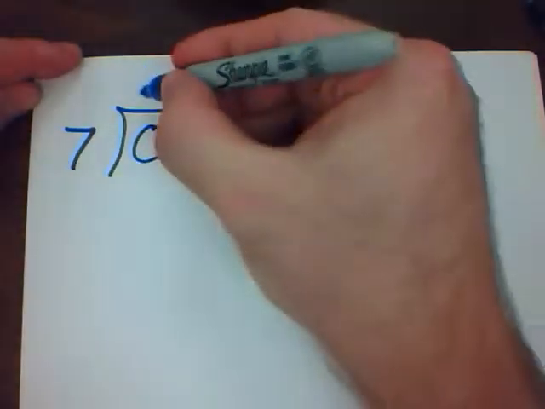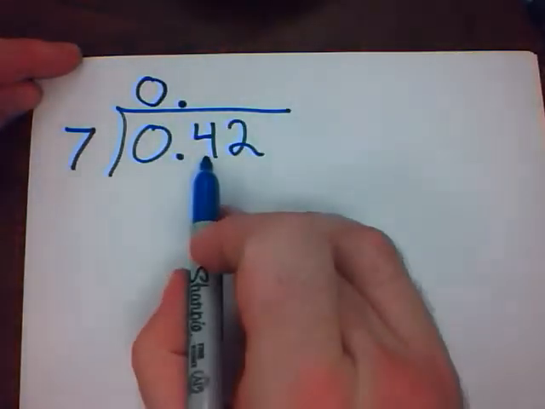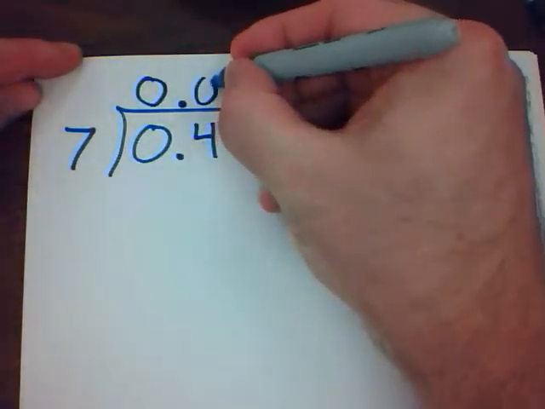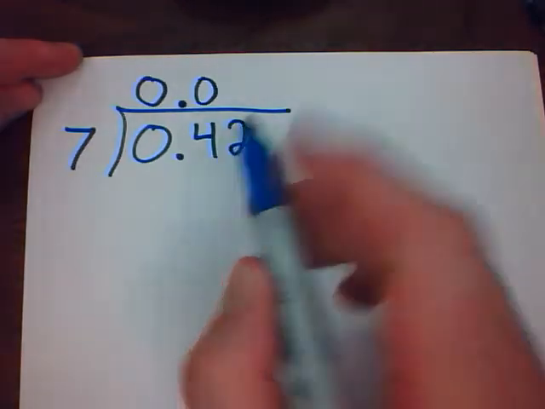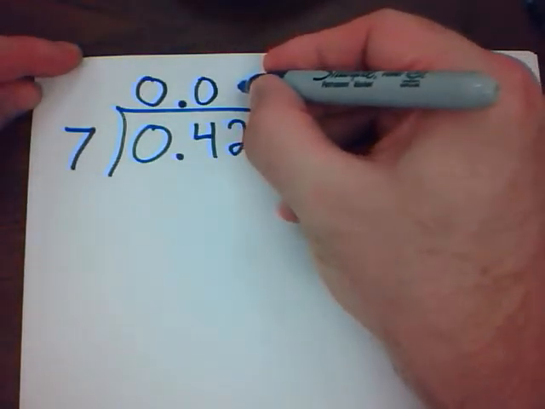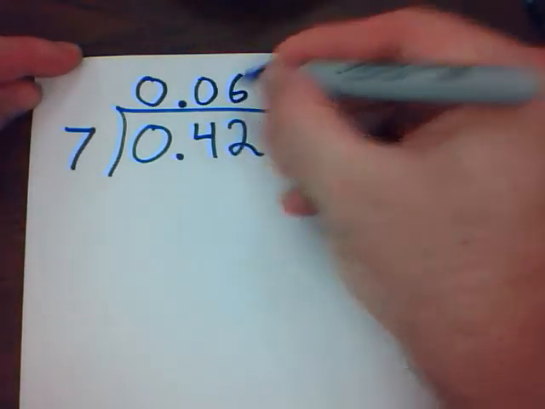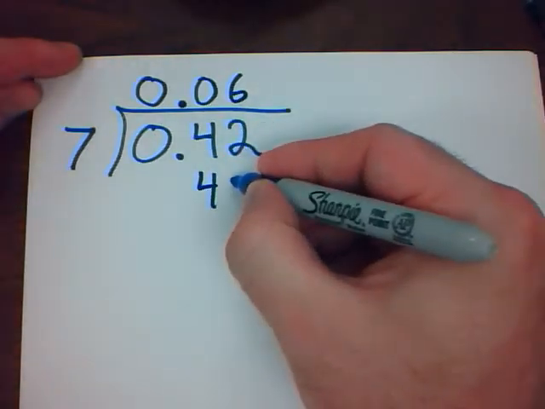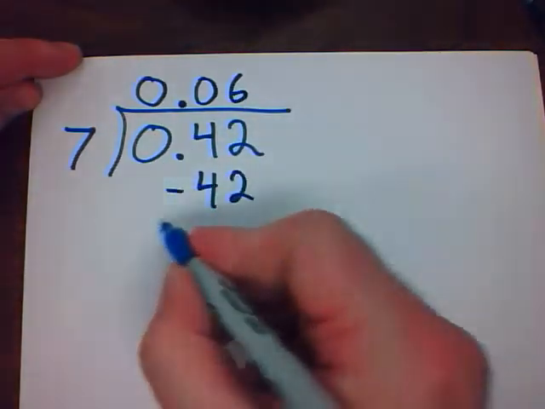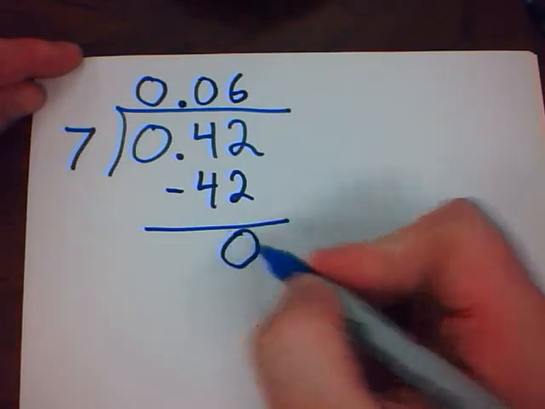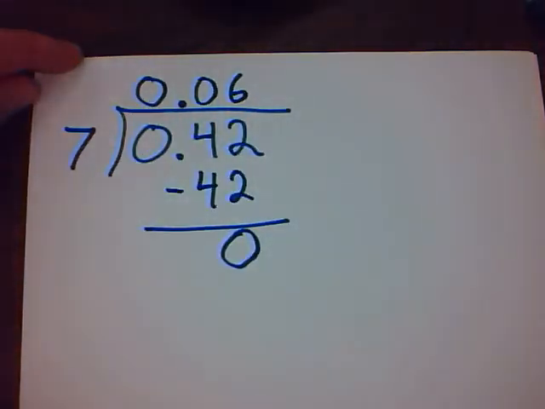7 into 0 doesn't work. 7 into 4 doesn't fit. 7 into 42, that works. And I know if I do my times tables, 6 times 7 is 42. I subtract, I end up with a remainder of 0. There's my answer, 0.06.